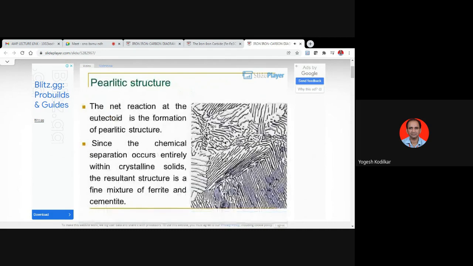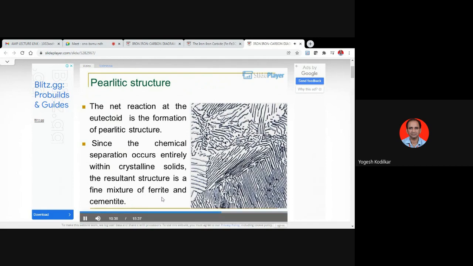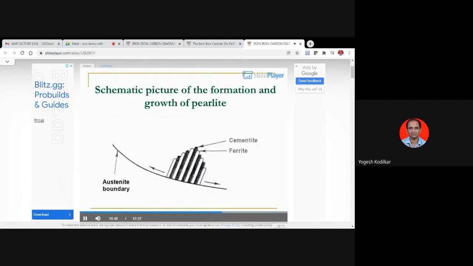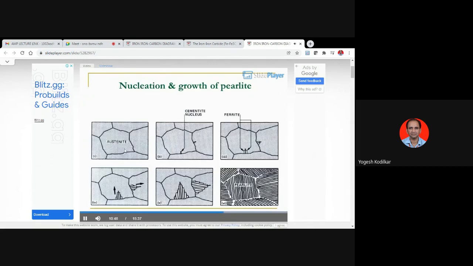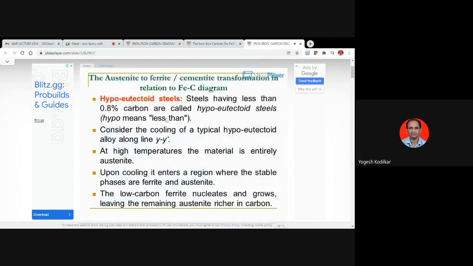Pearlitic structure. The final reaction at the eutectoid is the formation of pearlitic structure. Since the chemical separation occurs entirely within crystalline solids, the resultant structure is a fine mixture of ferrite and cementite. Schematic picture of the formation and growth of pearlite: cementite, ferrite, austenite boundary, nucleation and growth of pearlite.